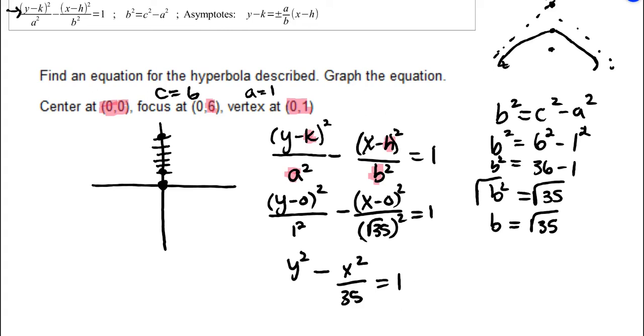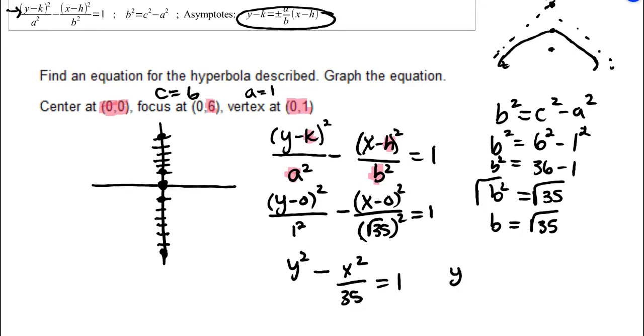Then we want to graph that equation. So I'm going to take the sketch that I've already started. If I have a vertex at 0, 1, I will have another vertex on the other side of the center at 0, negative 1. And then I have a focus at 0, 6. I'll have another focus at 0, negative 6. And then I can use my equation here to find the asymptotes.